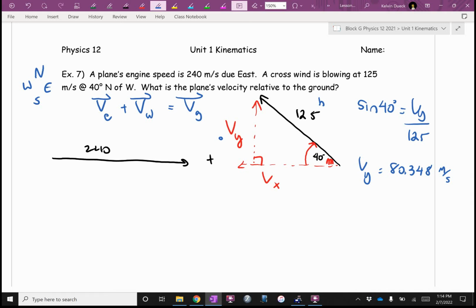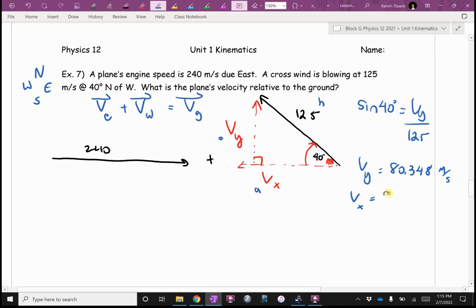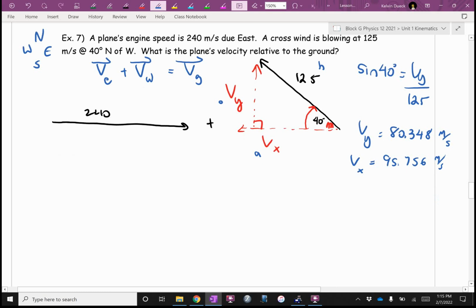Oh, Vx. Kai, which trig function am I going to use for Vx? Of course I will. You know what? In the interests of time, because I think it's exactly the same thing but with cos, I would never do it this way on a test or a quiz, but in my homework, I might be tempted to just say, you know what? I can just backspace and edit, and haha, 95.756. And it looks like Vx is pointing west to the left.